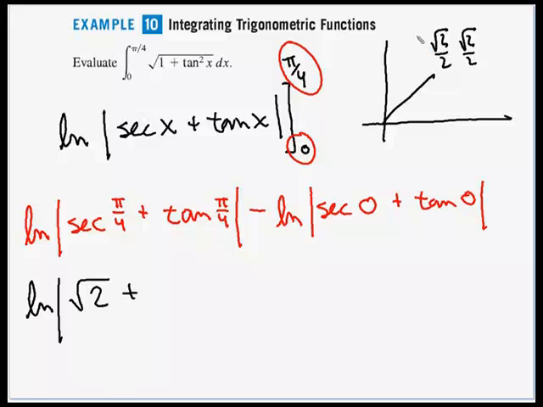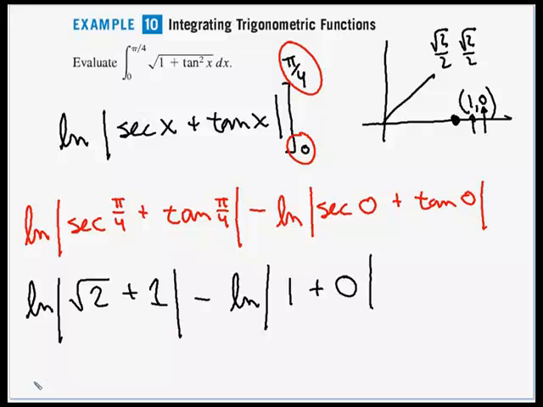Plus the tan at 1/4 pi. Tan is sine divided by cosine. Anything divided by itself is 1, so we get the square root of 2 plus 1 in our first set of absolute value bars. Minus the ln of secant of 0. Now we're down here at a 0 angle. This point is 1, 0. Again, secant is the reciprocal of cosine. The reciprocal of 1 is 1. Plus the tangent of 0. Tangent, again, is sine divided by cosine. 0 divided by 1 is 0.